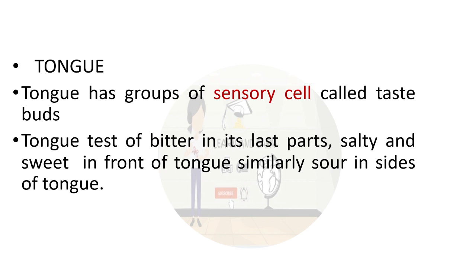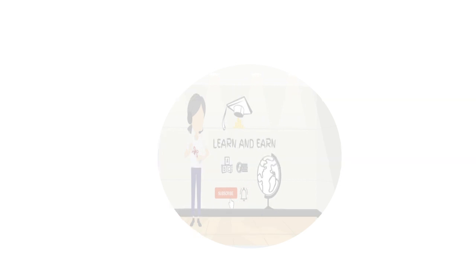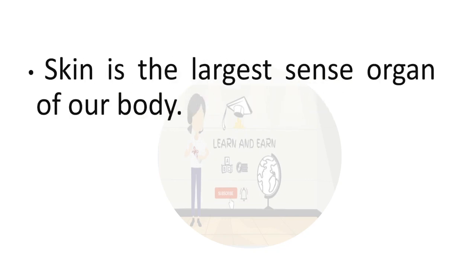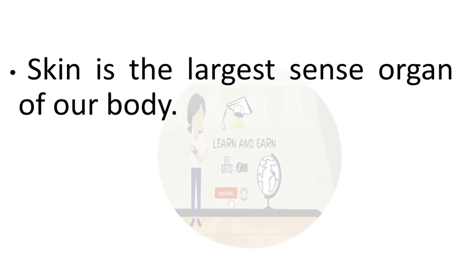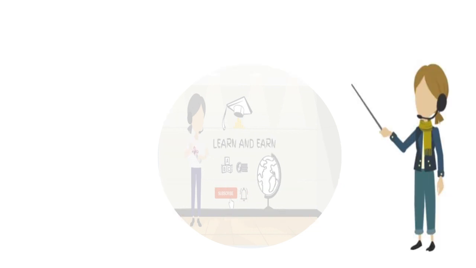We have almost 10,000 taste buds inside our mouth, even on the roof of our mouth. Skin. Skin is the largest sense organ of our body. The most sensitive areas of our body are the hands, lips, face, neck, tongue and feet.